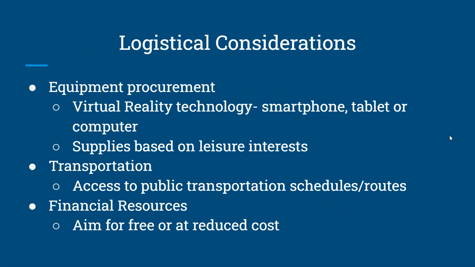There are program logistics that may need to be considered throughout the intervention. For instance, a smartphone, tablet, or computer is necessary to implement the VR component. Accessible transportation may be needed depending on the consumer's abilities, and the RT may need to coordinate transportation schedules and routes with the consumer. Lastly, be sure to consider financial resources. It's suggested that the RT and consumer aim for free programs or those that are offered at reduced costs.